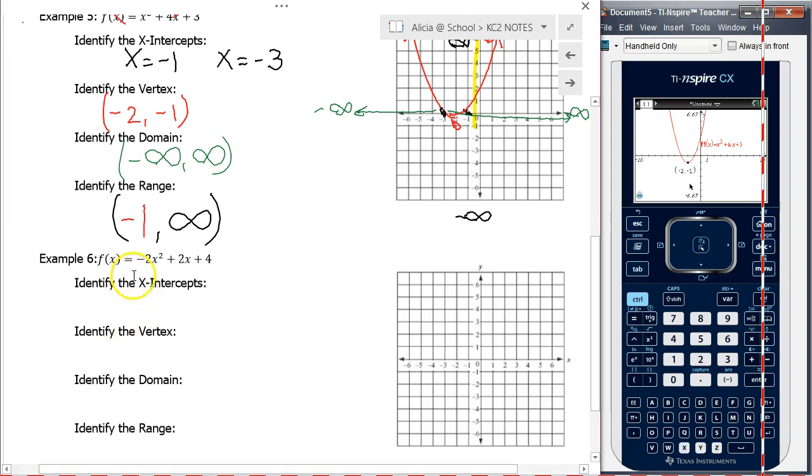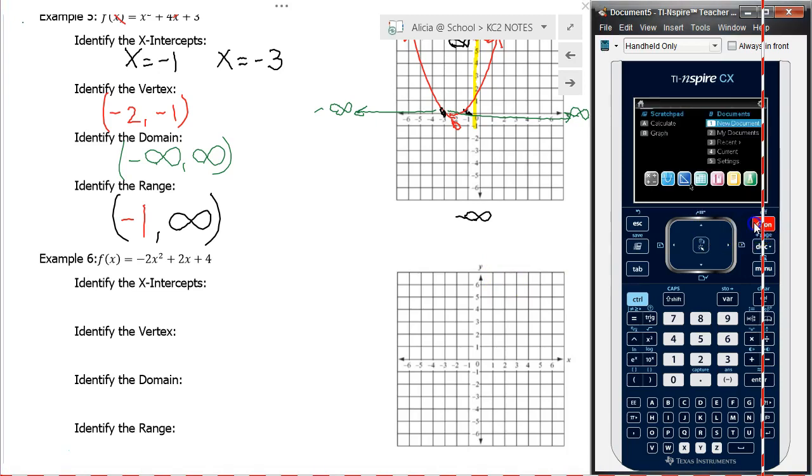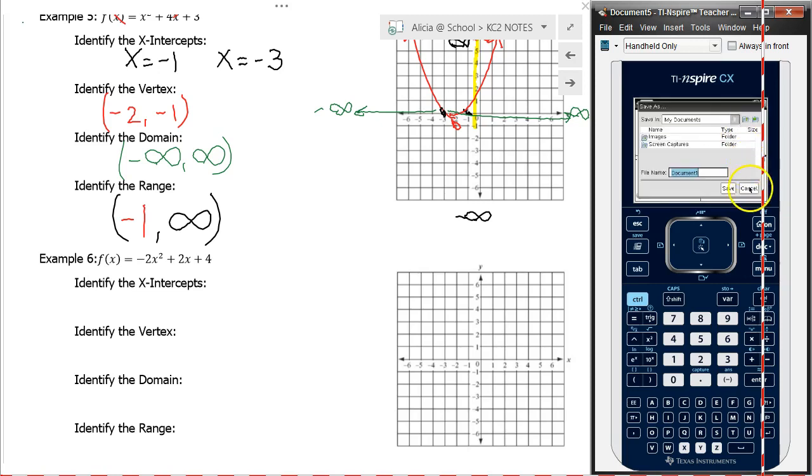Well, right off the bat, I see that I have this negative sign in front of that x squared term. So I do know it's going to be a parabola opening downward, which means I have a maximum point. So we want to start a new document. No, we don't want to save. I want to add a graph, and I'm going to go ahead and type in this equation. So negative 2x squared plus 2x plus 4. Like I said, this is a maximum point. We see that negative sign, so therefore it's going to go concave downward.